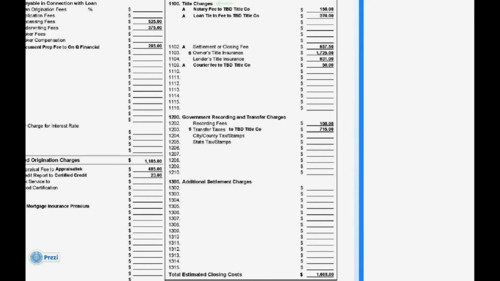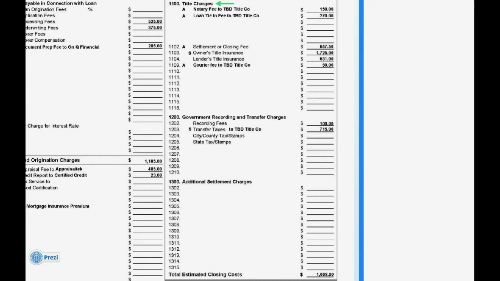Hence, section 1100 is called title charges. The section of fees that are determined by your escrow and title company are not your lender's. In fact, you have the right to choose the title closing company. If you're purchasing a property, the selection of the closing company is listed in your purchase contract and agreed upon with the seller.